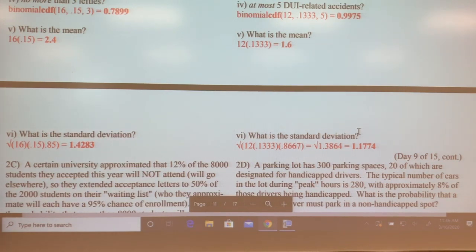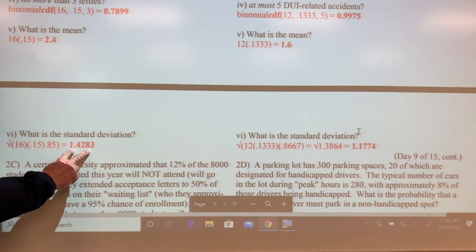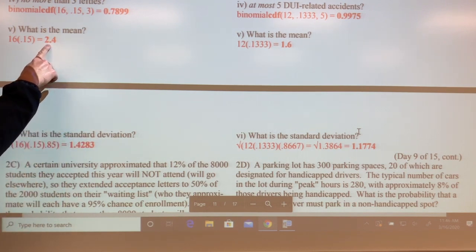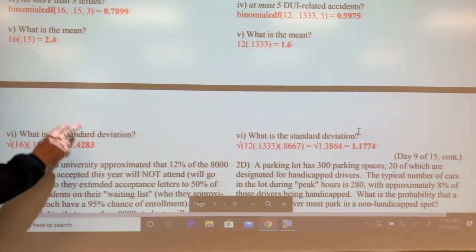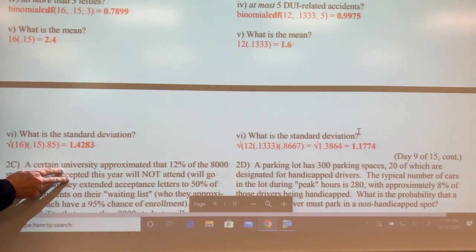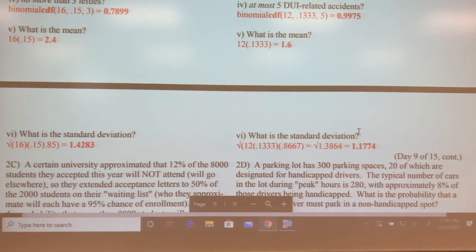And the last one is what is the standard deviation of this? The standard deviation, again, will be the square root of n times p times 1 minus p, and there it is. So the average number of lefties in a group of 16 is 2.4, and it'll deviate by about 1.4 on average from 2.4. Okay? All right, next set.